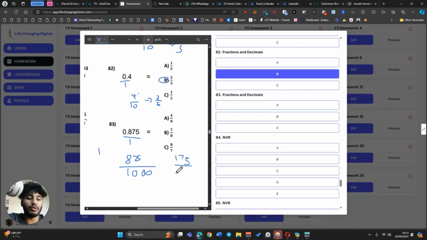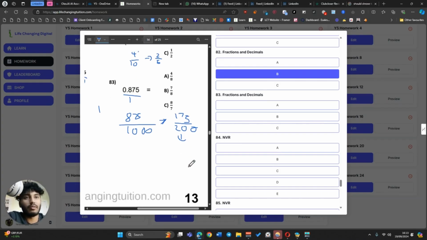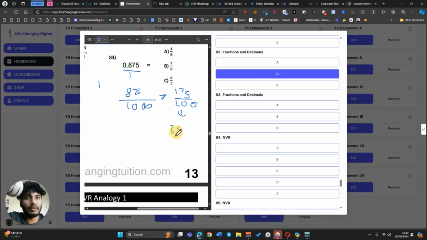And then 5 obviously goes into 1,000. I believe it's 200 times. So that's simplified a bit. We have to simplify that even more. So how many times does 5 go into 175? 35 times. And how many times does 5 go into 200? 40 times. And now we can keep simplifying that even more.